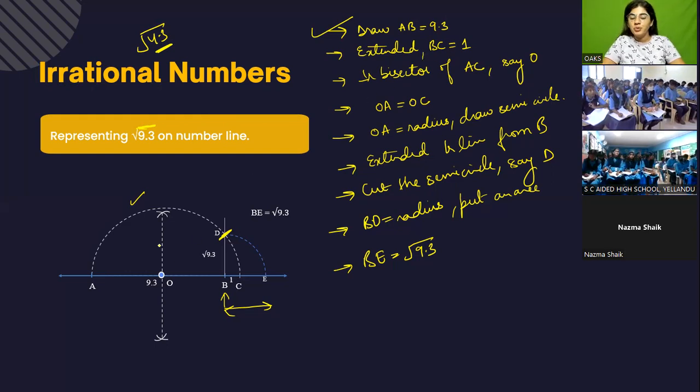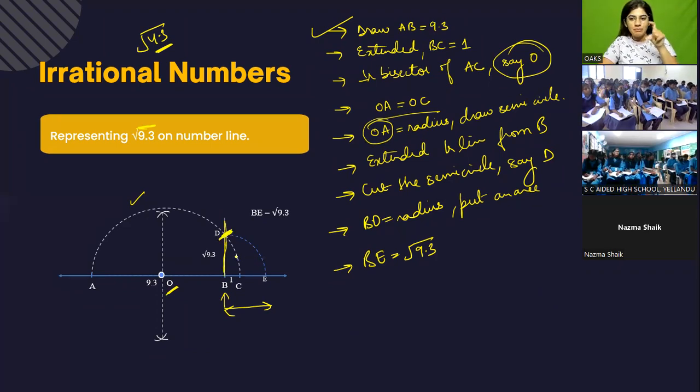After that, we have to do the perpendicular bisector. So this is the perpendicular bisector we have done. Now we have just named that as O. OA is equal to OC because of the perpendicular bisector. Now OA is equal to radius and we have to draw a semicircle. Now extend the perpendicular line from B like this with the help of a scale, and it will cut somewhere on the semicircle, say D.